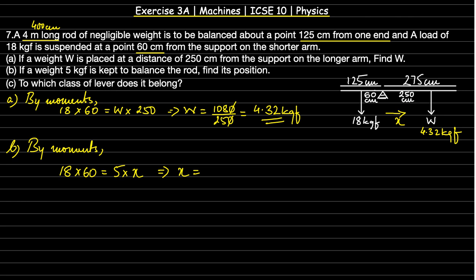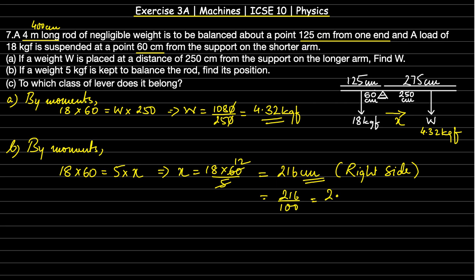So x would be equal to 18 into 60 divided by 5. 5 12s are 60. So 12 into 18 gives us 216. So we get this as 216 centimeters to the right side. Or if we wish to convert it to meters, we would have to divide by 100. So that would give me 216 divided by 100, that is 2.16 meter, again on the right side. So that is the answer that is given in the textbook.